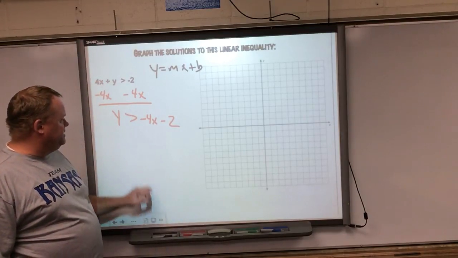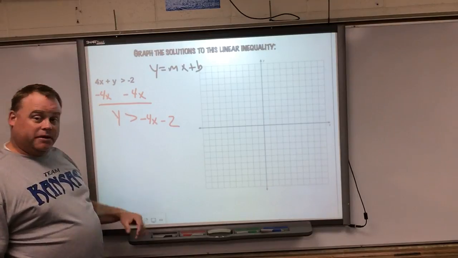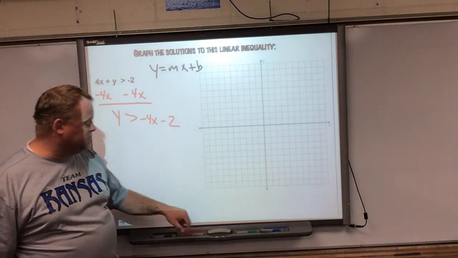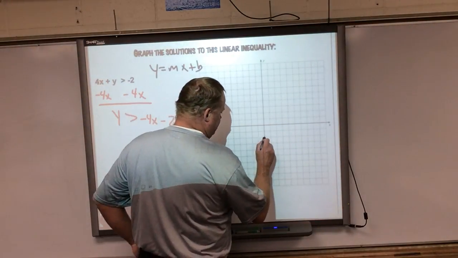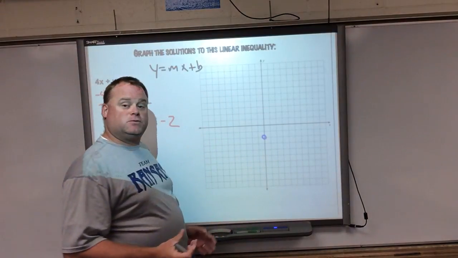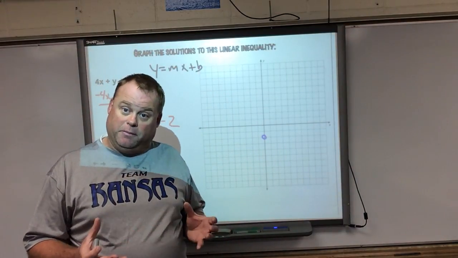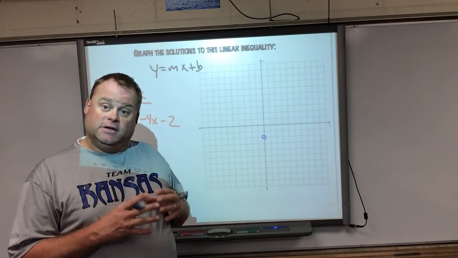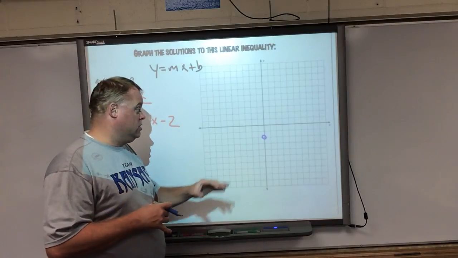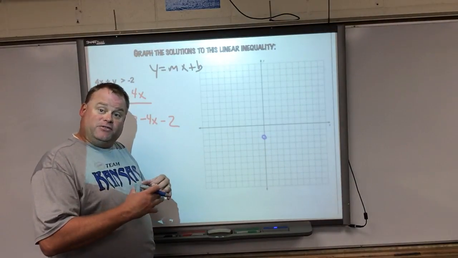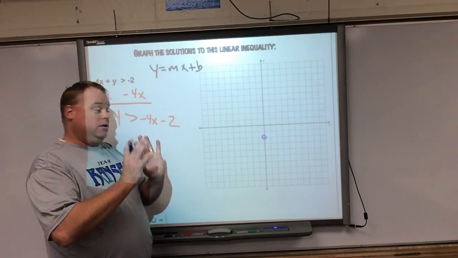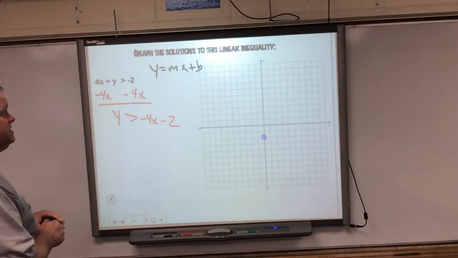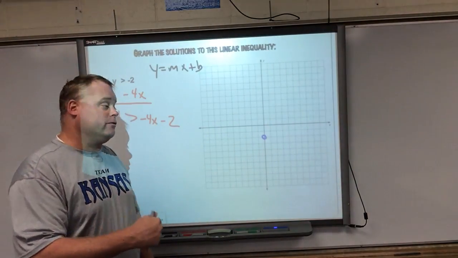The first thing I see on this is it's just greater than. So I'm going to have a dashed line when I graph it. My y-intercept is negative 2. The reason I have that open circle, just so you remember, is it's not going through that point. I'm going to be greater than that point, so the open circle does not include negative 2. In this case, it's going to be above, because we're greater than. My slope is negative 4, which means it's negative 4 over 1.